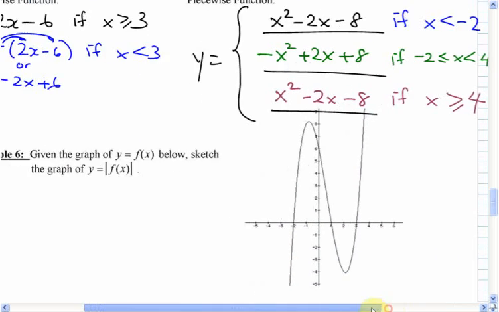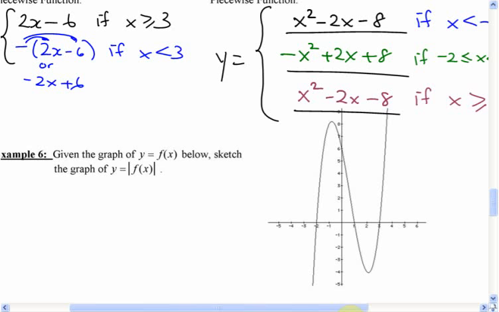But number 6 is actually a graph now. Notice I didn't give you the equation. All I said to you is, here's a graph. Okay, here's f of x. How would you use this graph to sketch out the graph of the absolute value of f of x? What's different between the absolute value and the regular graph? What do we do with all this stuff that's down here?